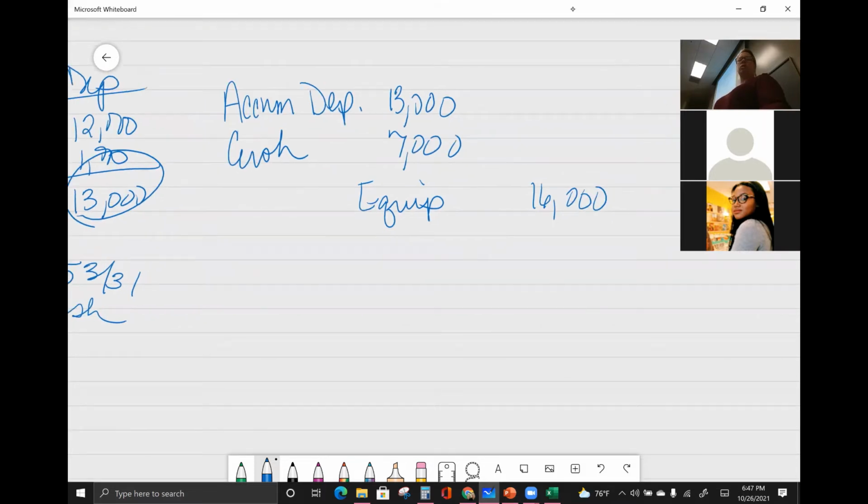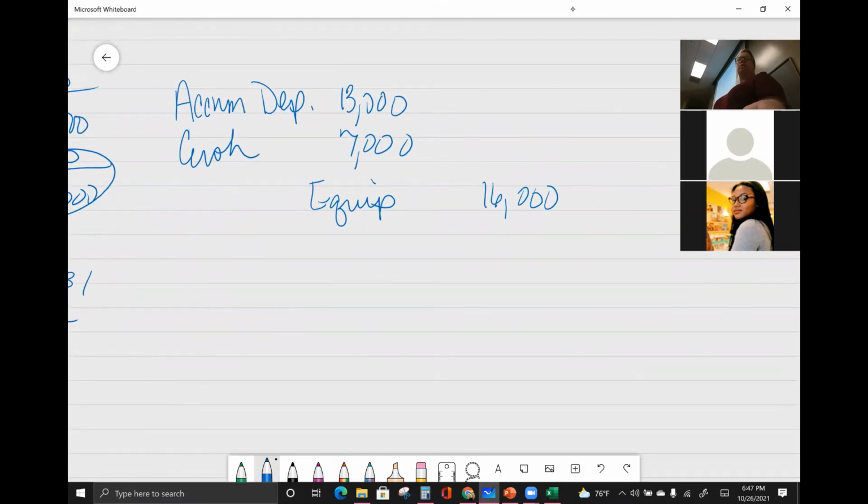And so that should be what I have to record over here. So if you look at your entry, the accumulated depreciation was 13. My cash came in with 7. That's 20, right? Over here, I have 16,000 because I had to clear off the asset. I need to record my gain. So gain on sale of equipment, or however you want to word it, 4,000. So now I have 20,000 on my credit side. So they're in balance and everything's been cleared off.